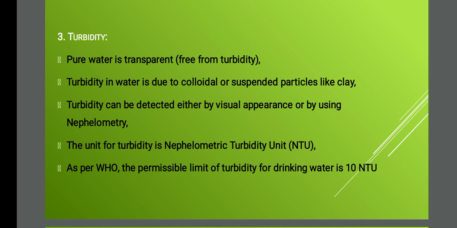Next, turbidity can be detected by visual appearance or by using nephelometry. You can tell by looking at turbid water. If not, the apparatus used to measure it is called a nephelometer, and the method is called nephelometry. And the unit for turbidity is called NTU. It's nothing but nephelometric turbidity unit. And the World Health Organization has recognized that the permissible limit of turbidity for drinking water is 10 NTU, 10 nephelometric turbidity unit.